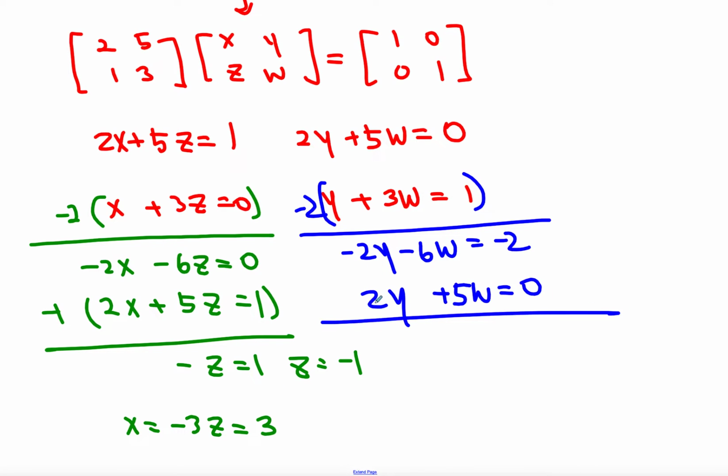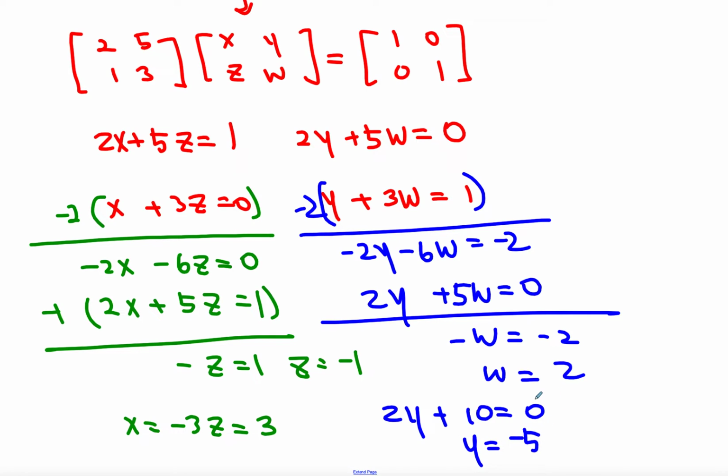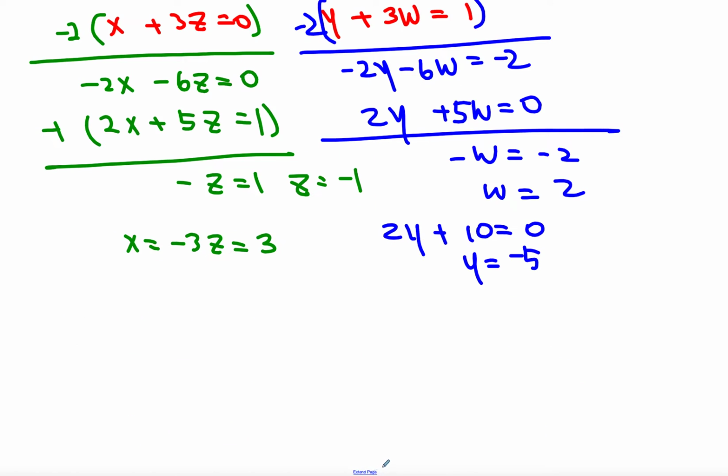So when I add them up, these two cancel away. -w equals -2. So w equals 2. If w is equal to 2, I can use the first equation, so we get 2y plus 10 equals 0, so y becomes -5. So I think we found all four values.